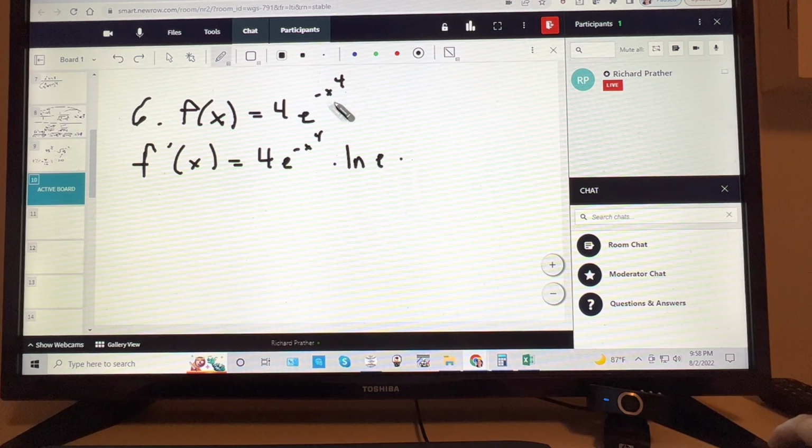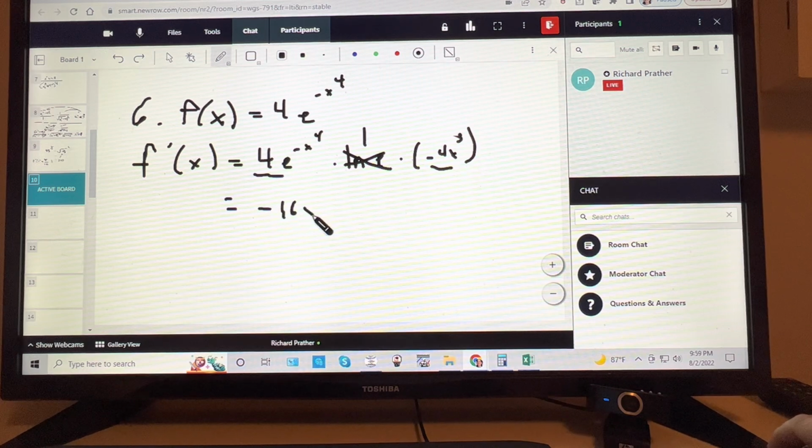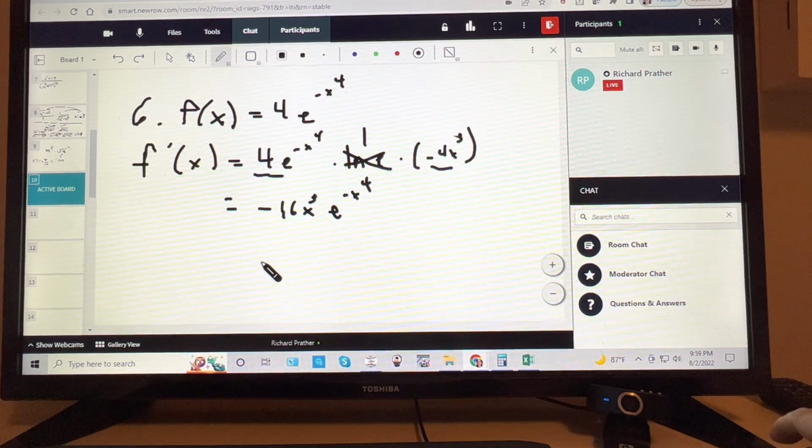And then you have to multiply by the derivative of the exponent because that's the chain rule. So times negative 4x to the 3rd. And ln of e equals 1, so that'll go away. I've got a 4 and a negative 4, so you usually put the constant first. There's an x to the 3rd that would go next, and then you put your exponential in the back usually. So that's not too bad there because it's just a chain rule.